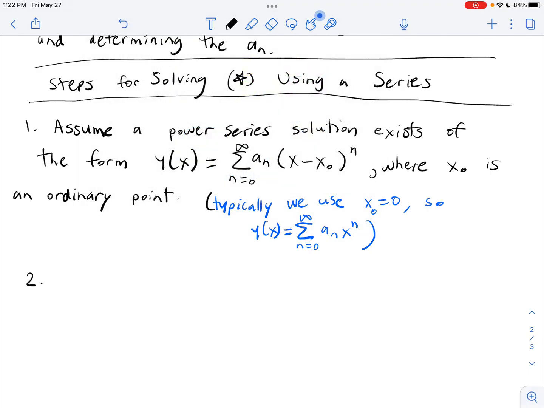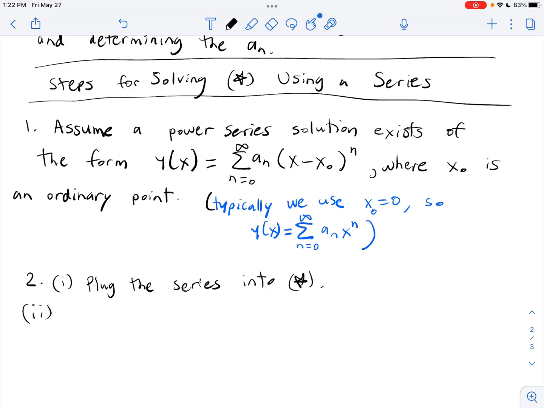Step 2. And this is the big step. It's a big step because it's broken up into lots of sub-steps, okay? The book just lists it as one big step, but I want to break it up into sub-steps. So the first step is going to be plug the series into star.